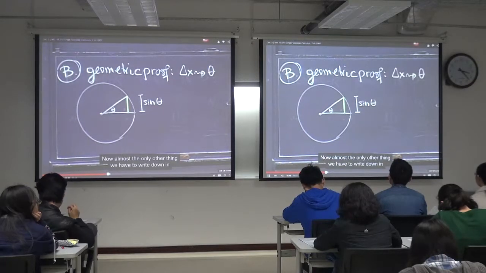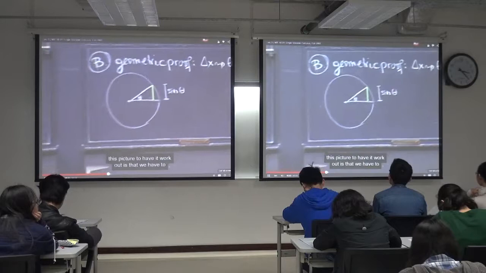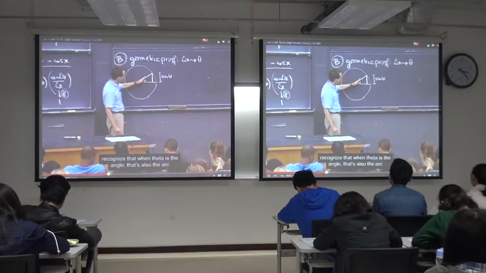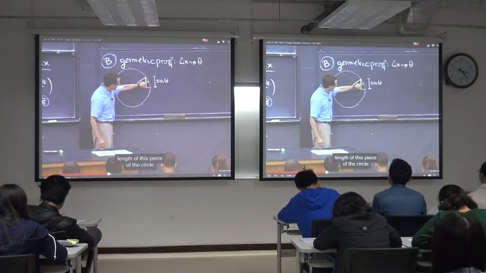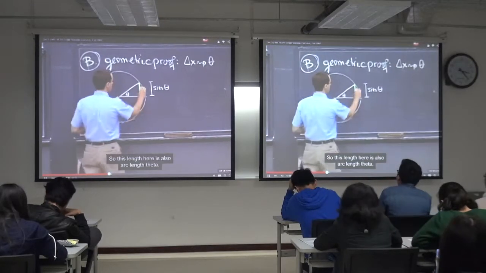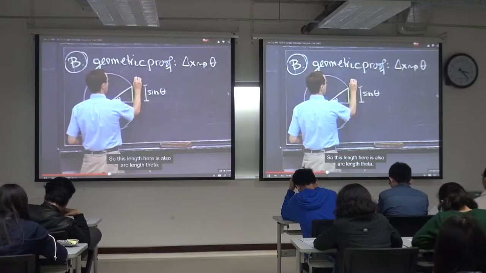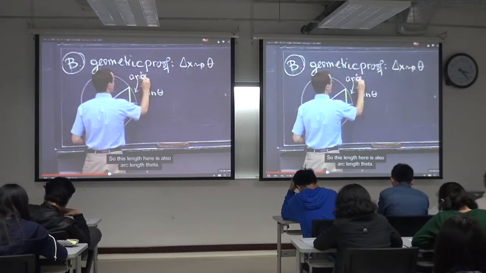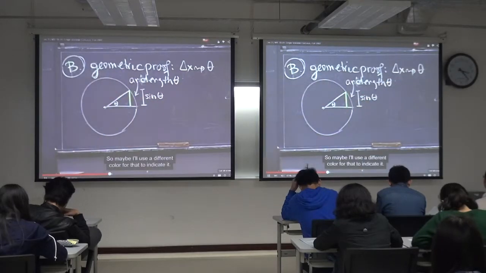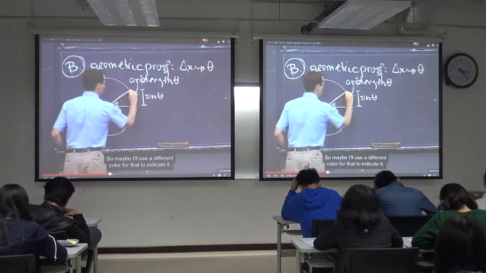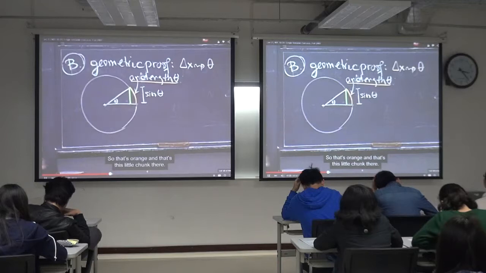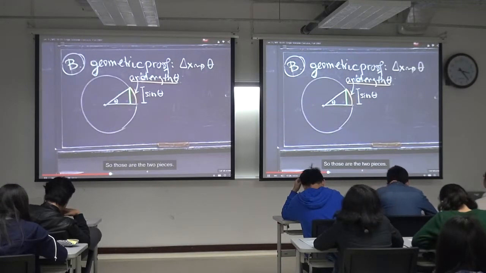Now, almost the only other thing we have to write down in this picture to have it work out is we have to recognize that when theta is the angle, that's also the arc length of this piece of the circle when we measure the radius. So this length here is also arc length. That little piece of it. So maybe I'll use a different color for that. So this orange. So those are the two pieces.